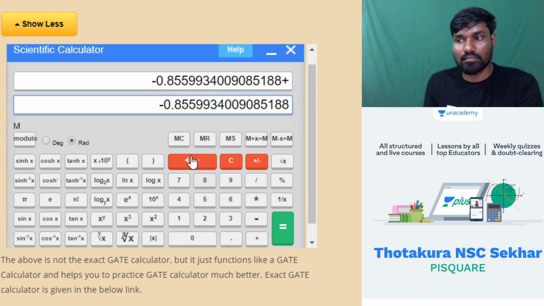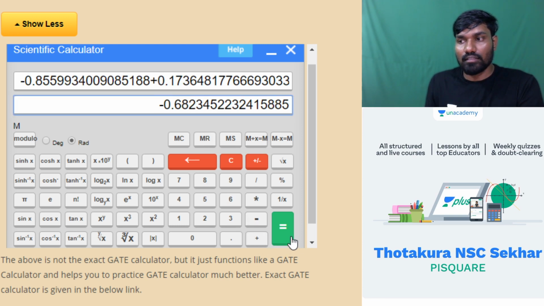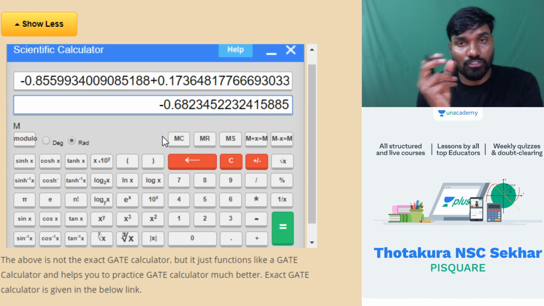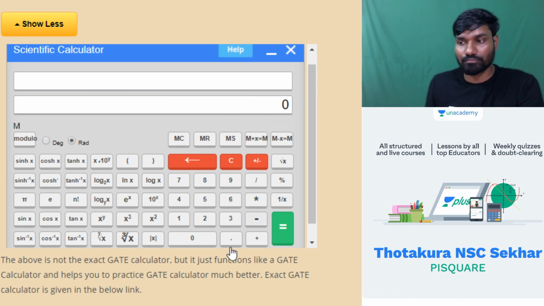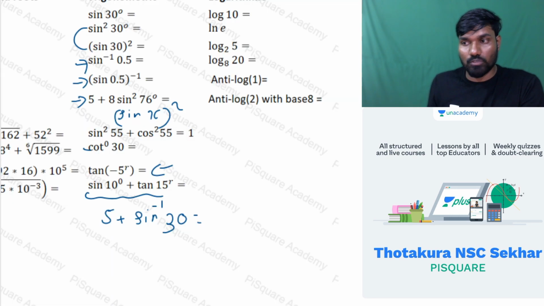So plus memory recall. This is the answer, minus 0.623. Okay, this is the way you need to go for the combination of degrees and radians. If you have both in one expression, you need to perform it like this. Is this clear? Now the next one.